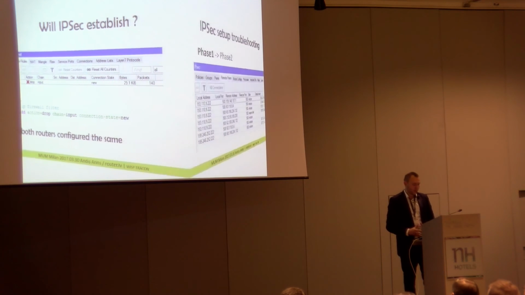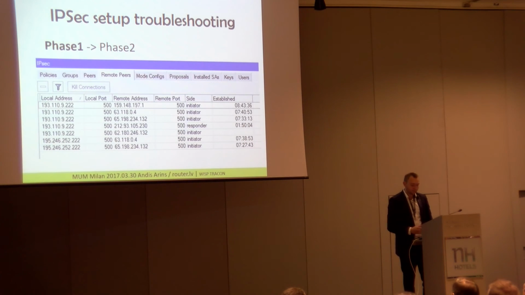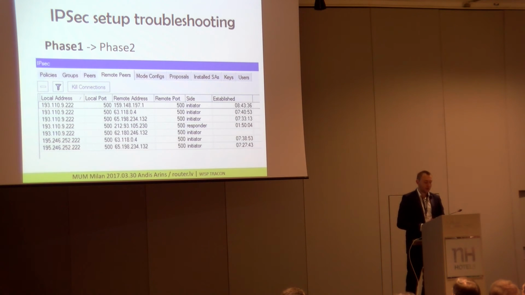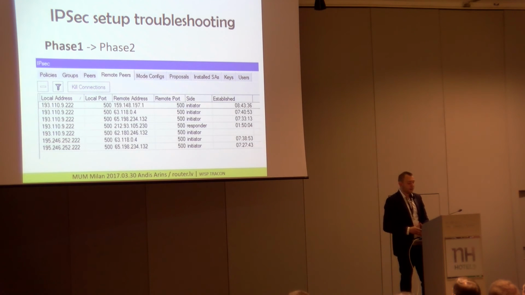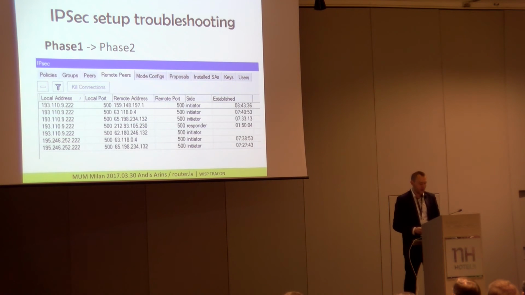A few words about troubleshooting. I already showed the phase 1, phase 2 setups. So within phase 1, you want to see established connection, and also within phase 2. If you have phase 1 ready, but phase 2 is not coming up, it's already halfway done. So what you do is you go and check IPSec proposals, which has to deal with the encryption settings.